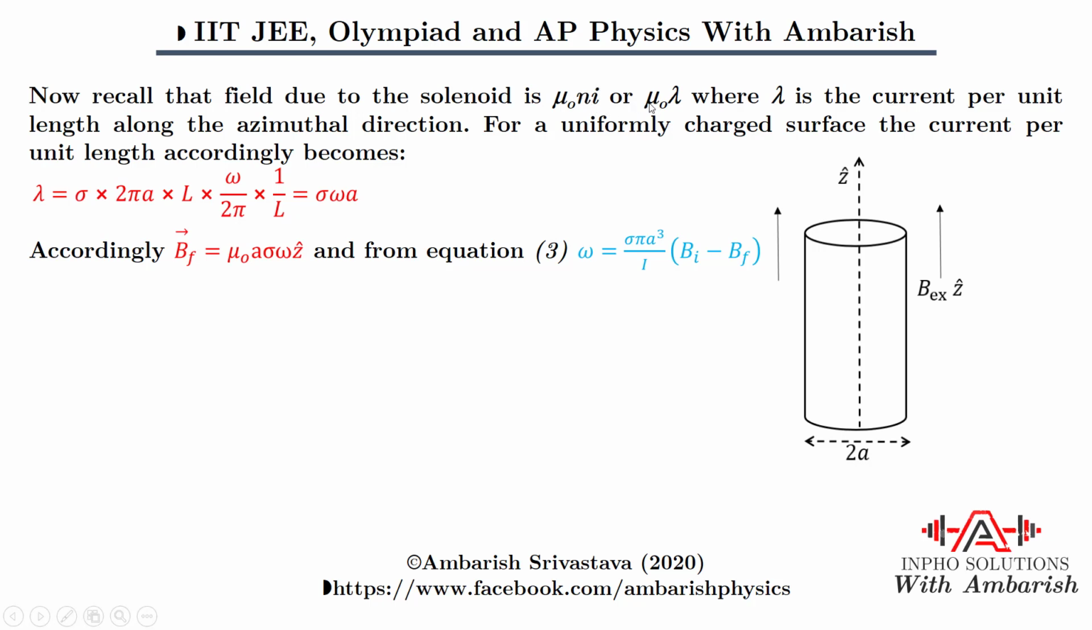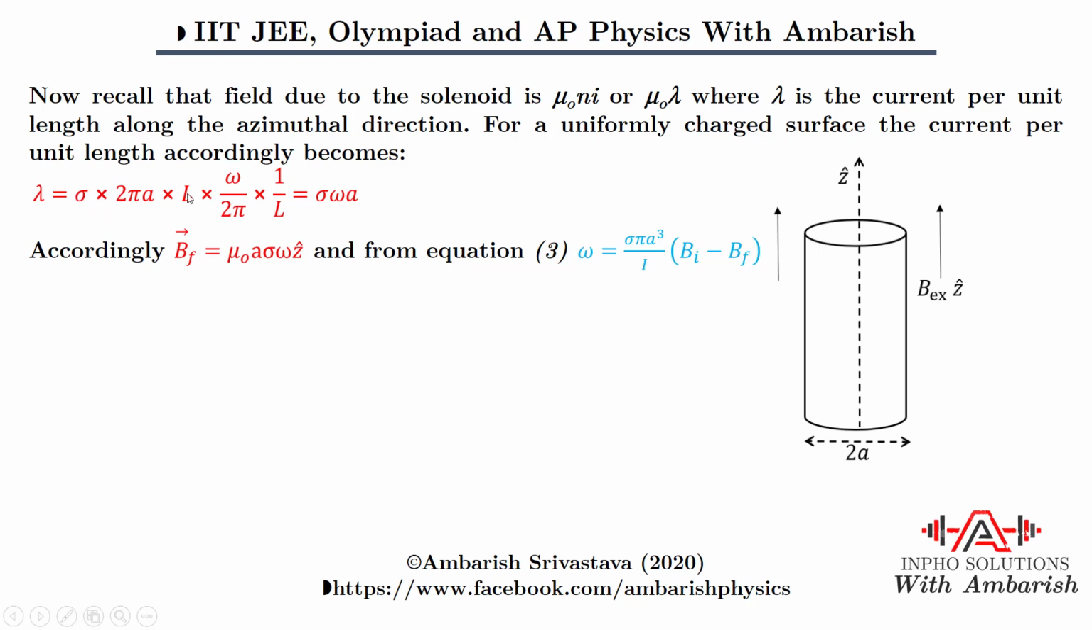So we can say that the solenoid field is mu naught lambda, where lambda is the current per unit length along the azimuthal direction, okay? That is the tangential direction. For a uniformly charged surface, we can find out the current per unit length. So consider just L length along the cylinder. So what will be the charge? That will be sigma into 2 pi r into L. That will be the charge, and charge into frequency will be the equivalent current, right? So that's what we have done.